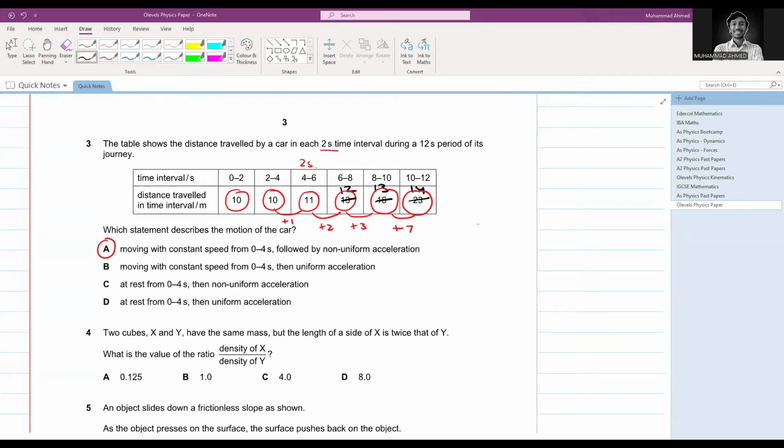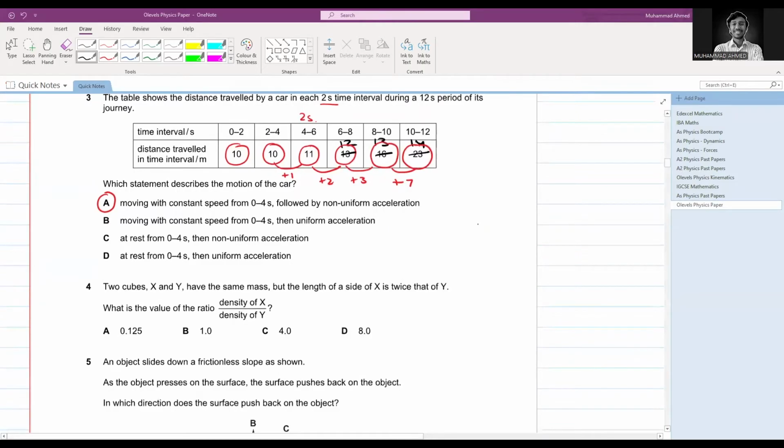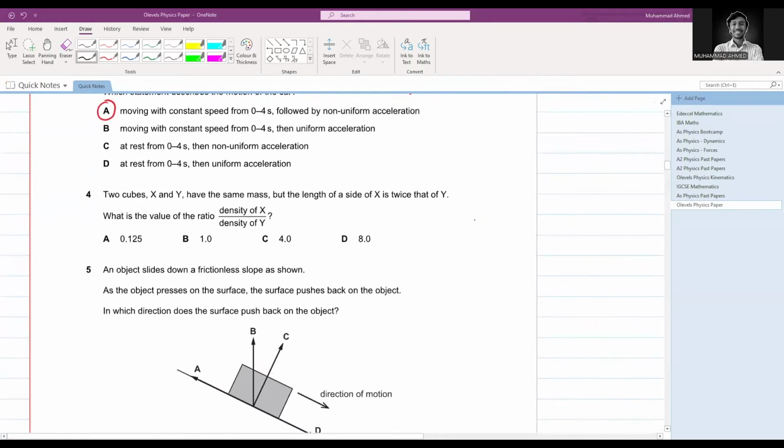Let's further move ahead. Two cubes x and y have the same mass. Perfect. But the length of side of x is twice that of y. So let's say these are the details for x, these are the details for y. Both of them have the same mass m and m. The length of a side of x is twice, so let's say this is 2l, this is l. What is the value of the ratio of the density of x divided by the density of y?